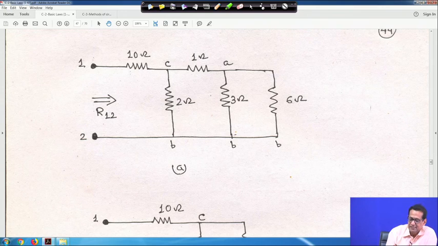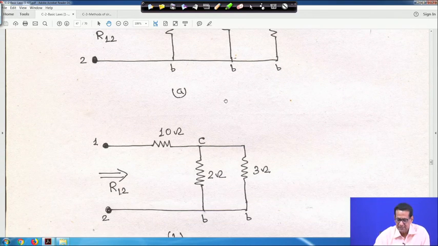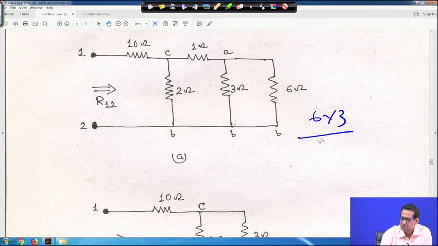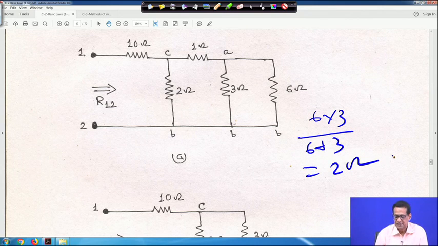Therefore, after making all this simplification, this is your equivalent circuit now. This is 2 ohm, this is 2 ohm, and this is your common node. Now, here also if you look, 6 ohm and 3 ohm, these two are in parallel. So if you simplify further, 6 and 3 are parallel, so in this case it will be 6 into 3 by 6 plus 3 is equal to 2 ohm.